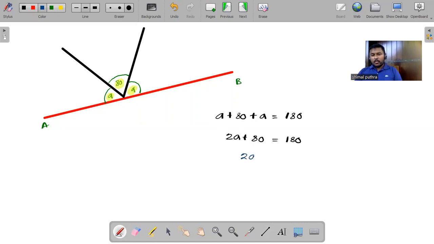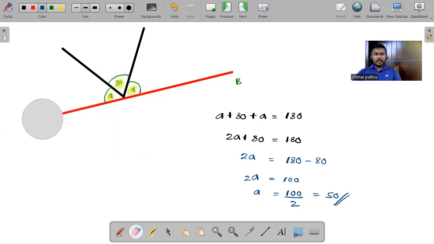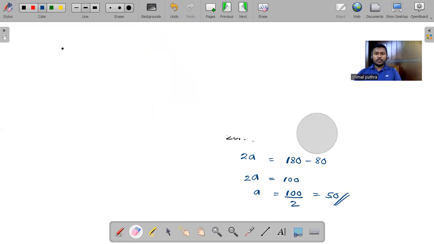So 2A should be equal to 180 minus 80. So 2A should be equal to 100. So A should be equal to 100 over 2, which is equal to 50. That's how we found the answer. Please pause the video and copy your answer. Then continue with the video.